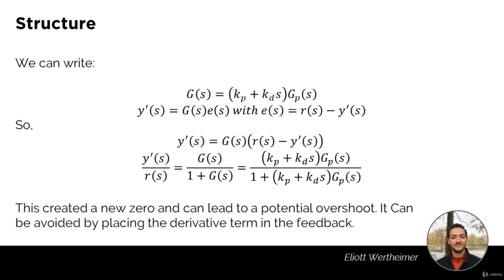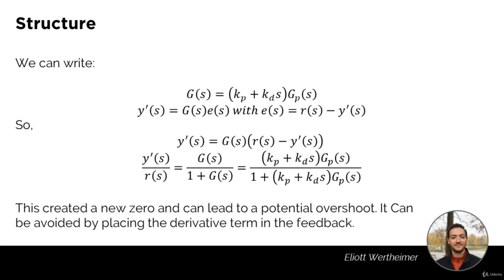We can develop all this to give that the transfer function of this system from reference input to output is equal to Y(s) over R(s) equals G(s) over 1 plus G(s) itself, equal, once feeding in all the appropriate terms, to Kp plus Kd s multiplied by G_p(s), divided by 1 plus Kp plus Kd s multiplied by G_p(s).